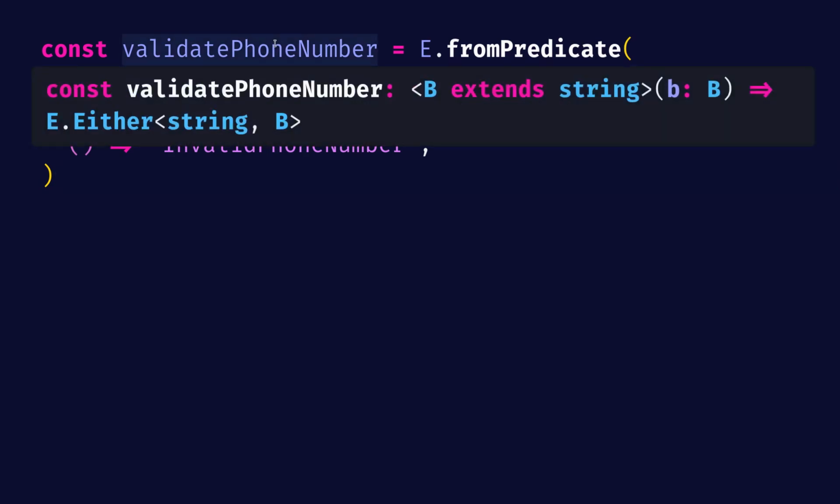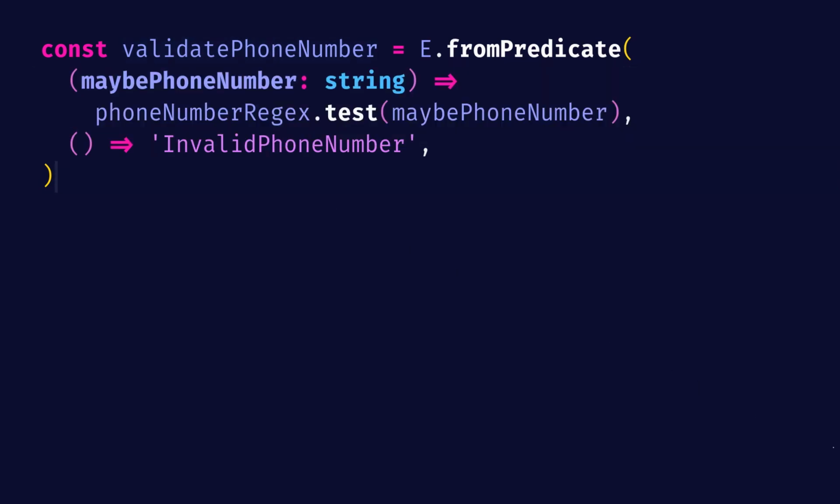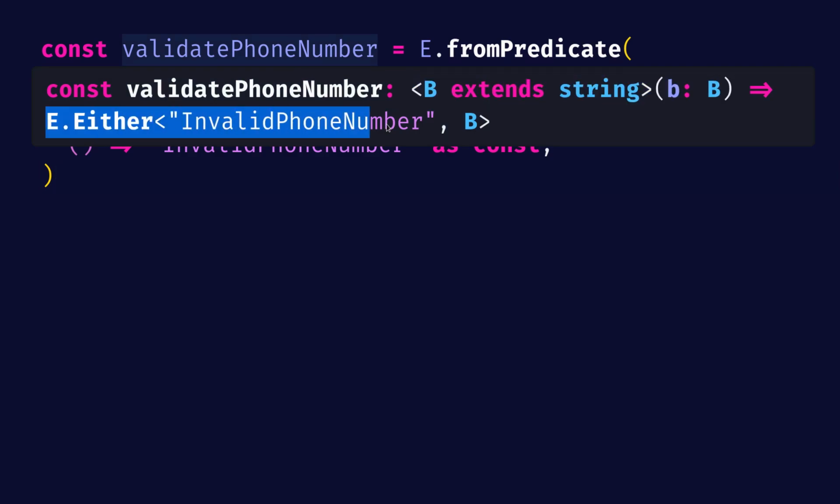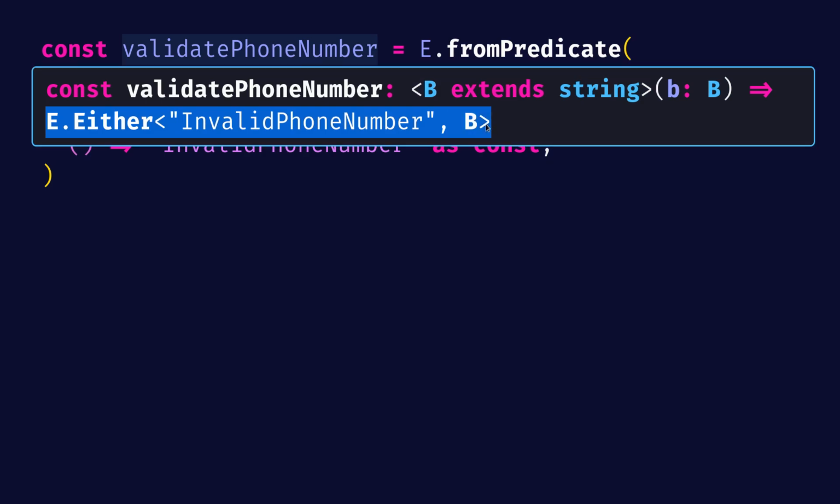Notice that TypeScript infers a string in the left case rather than the string literal. We can fix this by adding as const to invalid phone number. So the type of validatePhoneNumber is a function that takes a string and returns either invalid phone number or a string with a valid phone number.